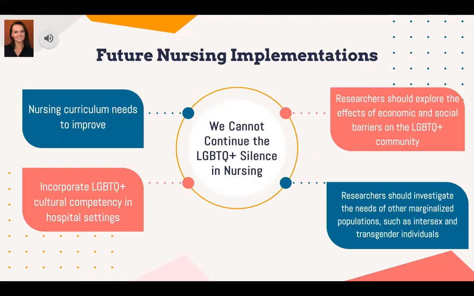Third, researchers should explore the effects of economic and social barriers on the LGBTQ community. And lastly, researchers should investigate the needs of other marginalized populations, such as intersex and transgender individuals.